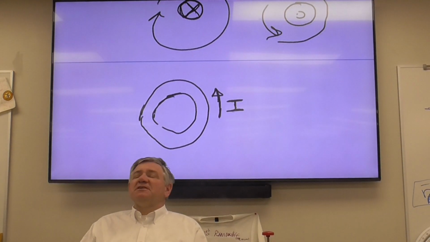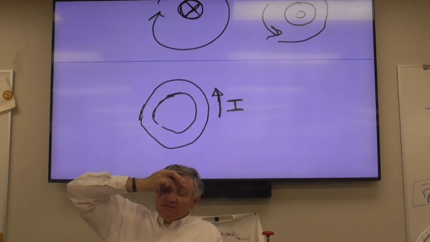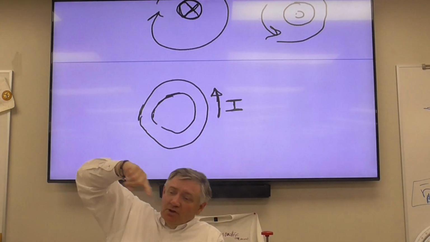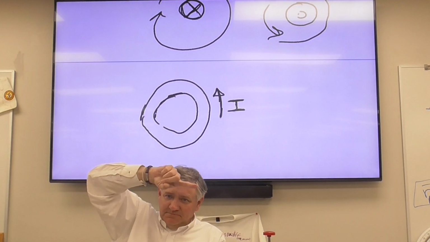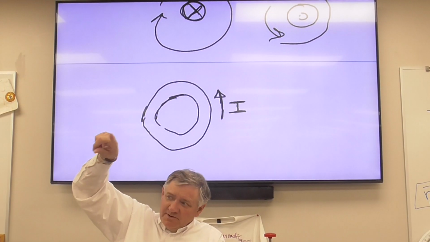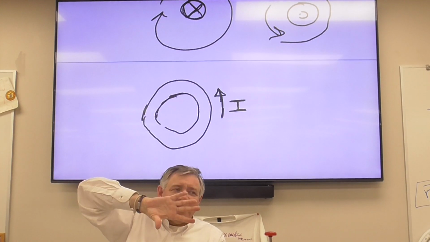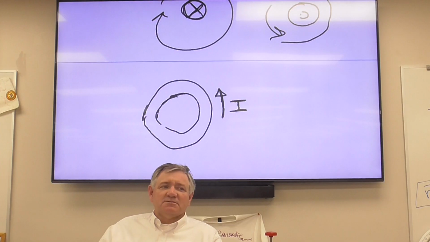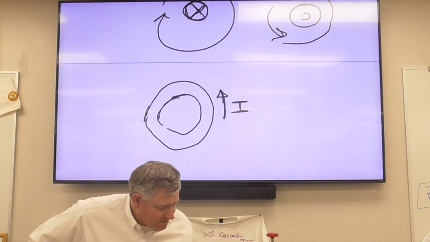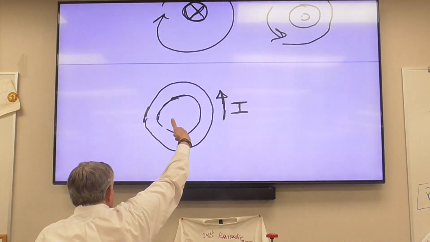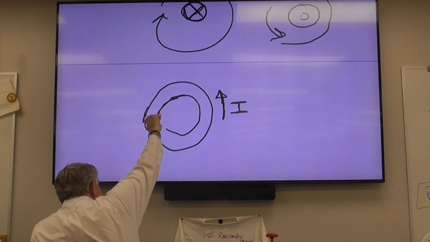Now, this is where it gets a little bit weird. So now I'm going to have the current going around in a loop. Current's going around in a loop. Where's my X's? Where's my O's? O's are on the inside. Yeah. So the current's going this way. Current's going around in this direction.